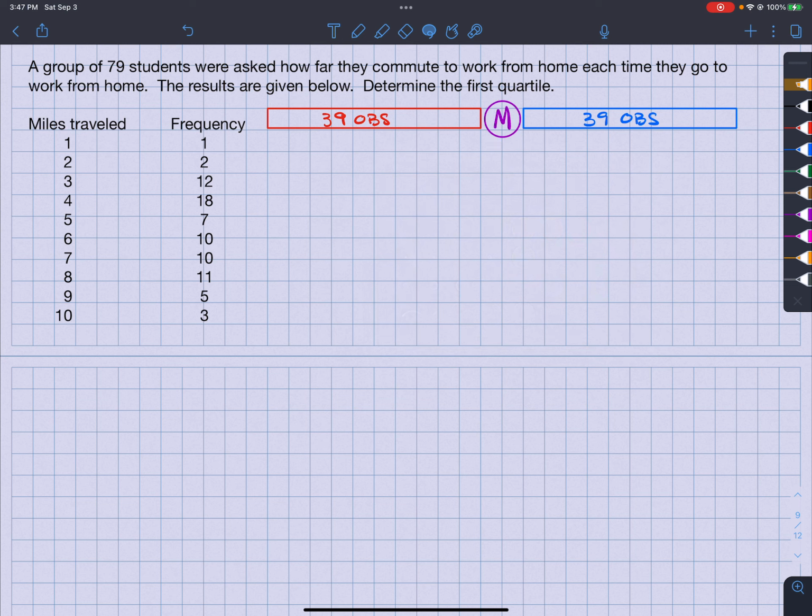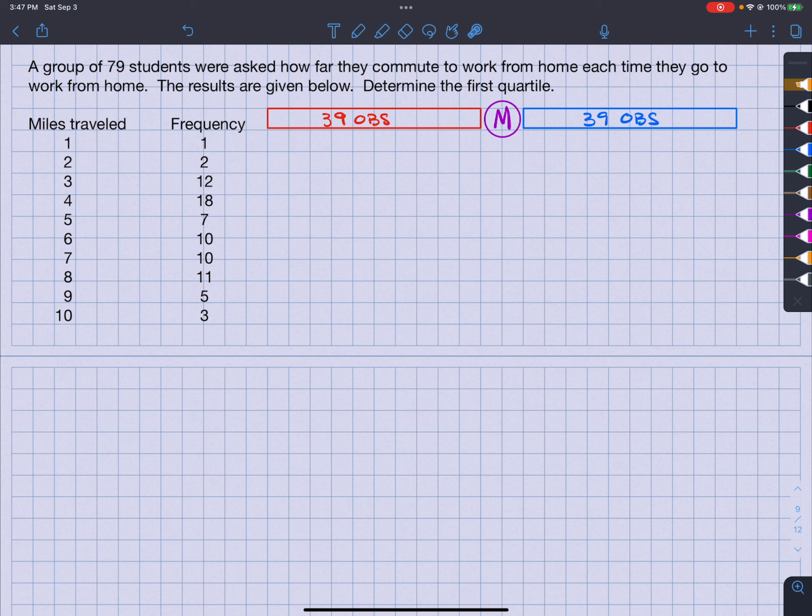All right, so if I take the median of the red 39 observations, which is to the left of the median, then I would actually have my first quartile. If I take the median of the later 39 observations, that would be my third quartile. So I want to take this right here and split that in half and see where I end up in the middle.